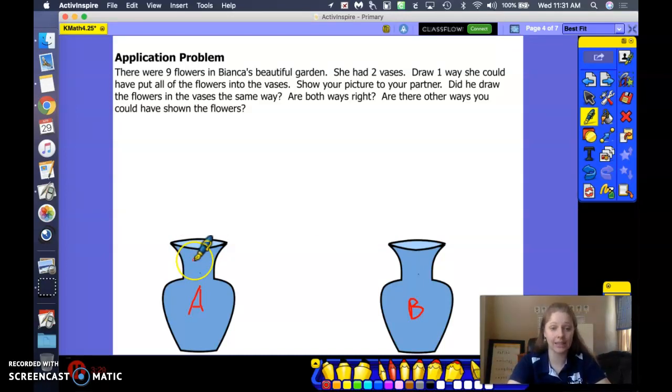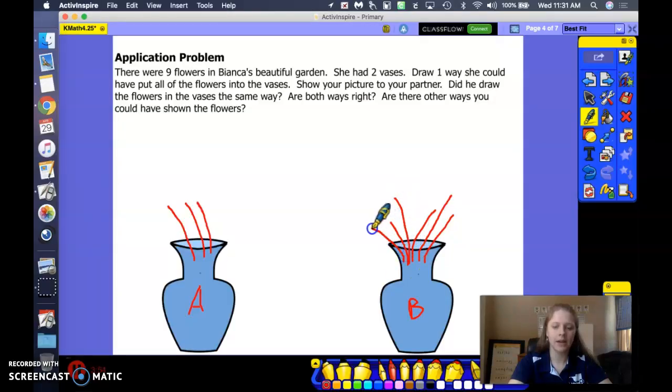I'm going to draw lines to represent my flowers. So I'm going to do 1 here, 2. Remember, we have to stop at 9. 1, 2, 3, 4, 5, 6, 7, 8, 9. Okay, I know that I have 9 flowers, but I could also go back and count to make sure. 1, 2, 3, 4, 5, 6, 7, 8, 9.